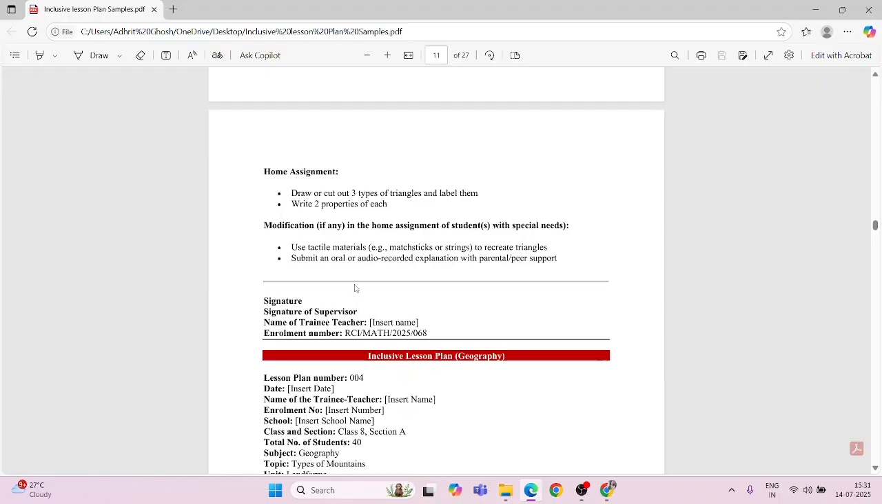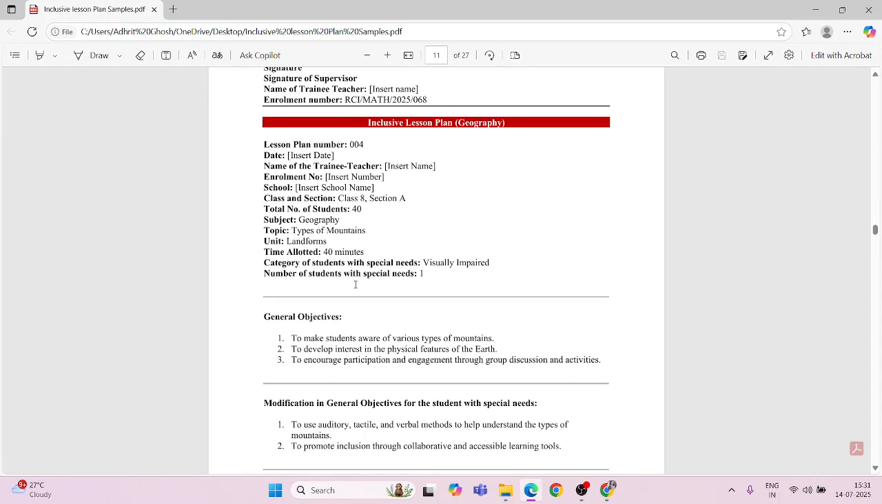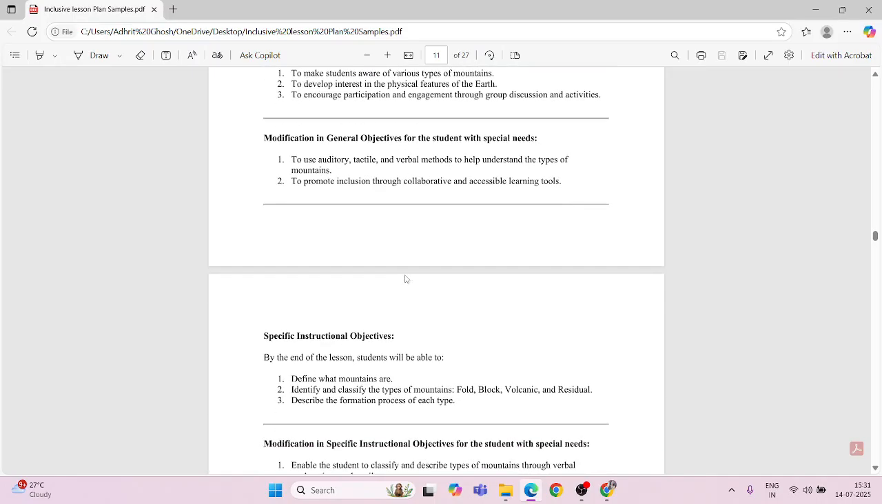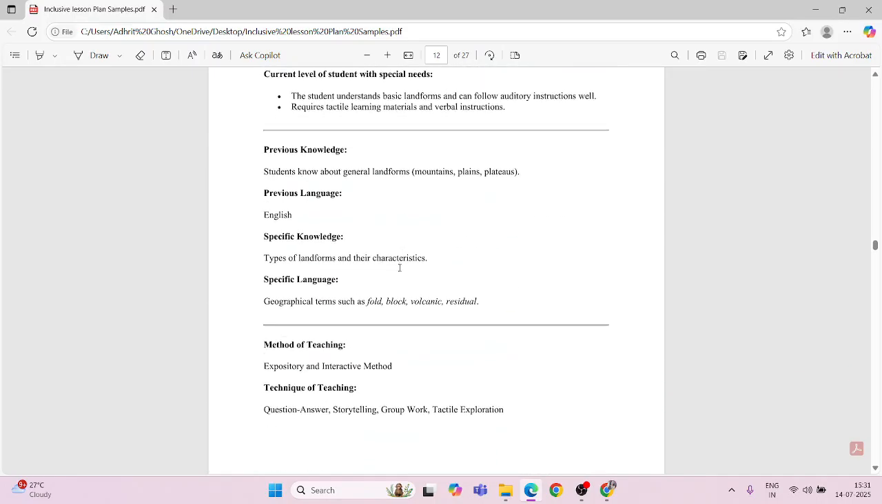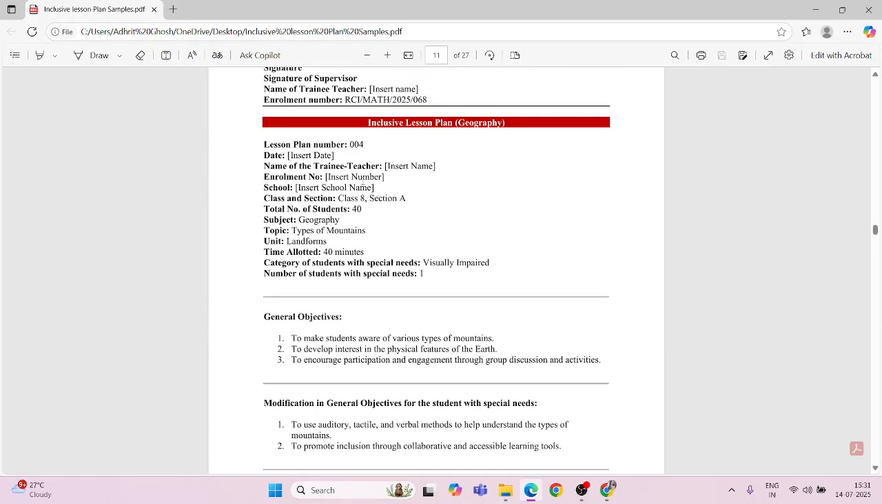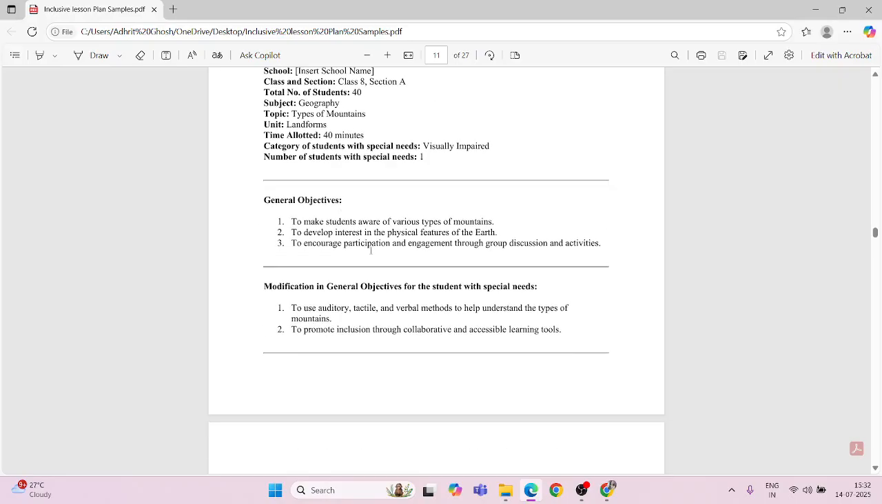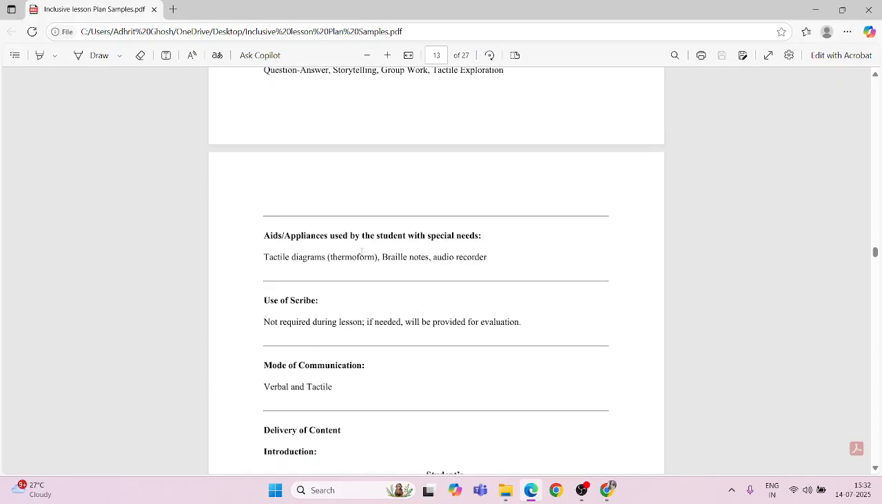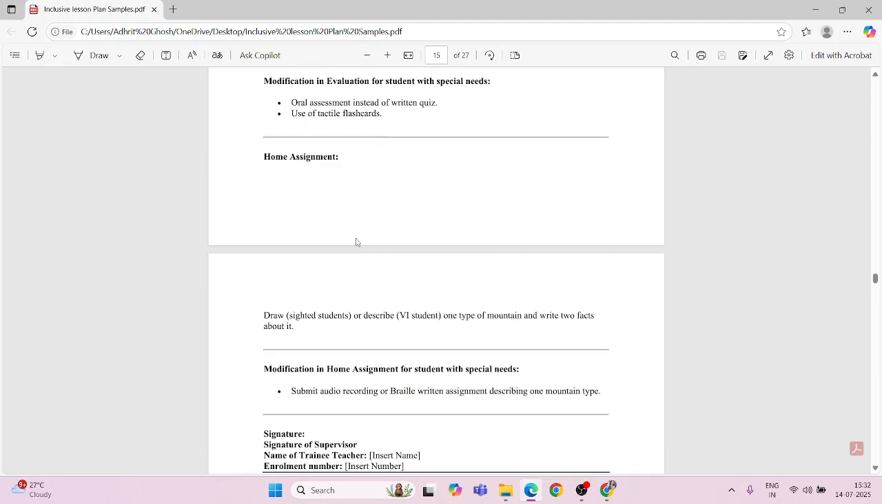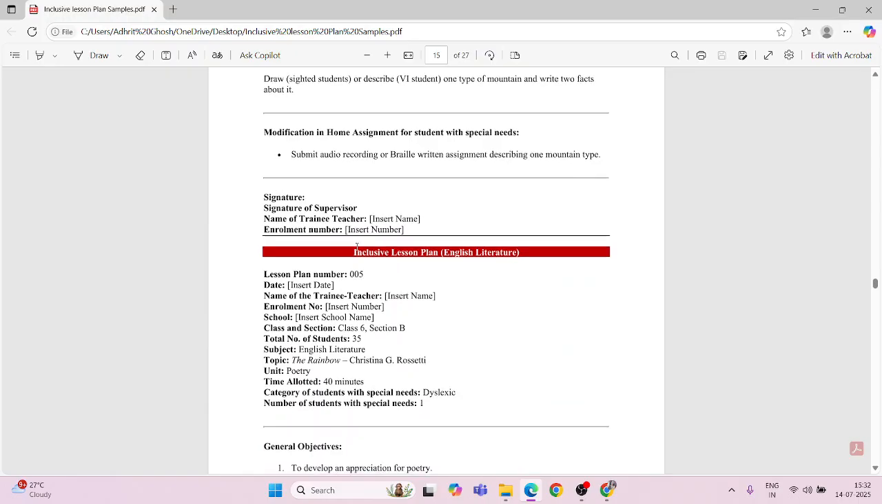Okay, so this is another lesson plan based on geography. And you see here again, you have a visually impaired child, one student with visual impairment in the class, and the same pattern being followed with respect to the topic that we are teaching. The topic we are teaching over here is types of mountains, various landforms, and accordingly we have chosen the same pattern with respect to the subject being used.